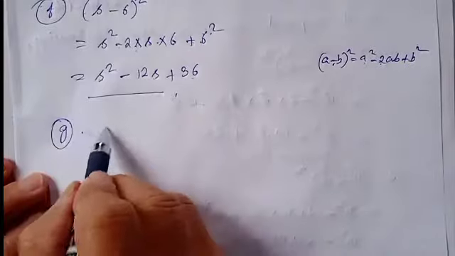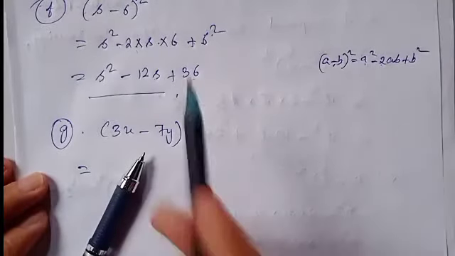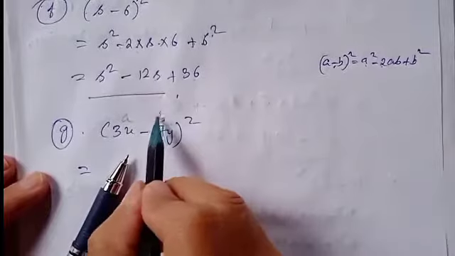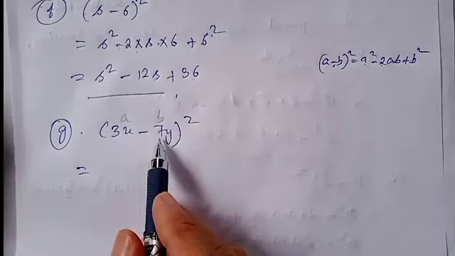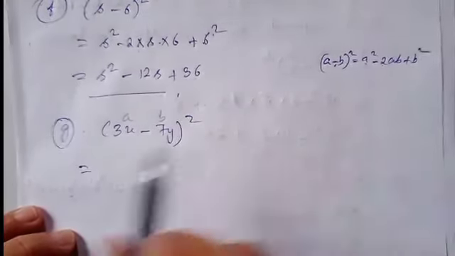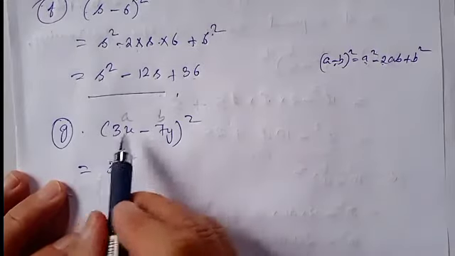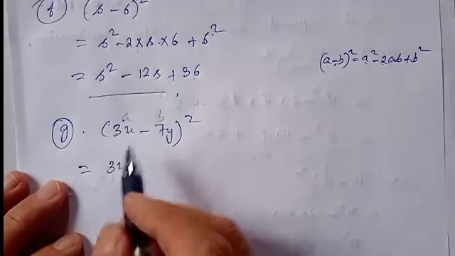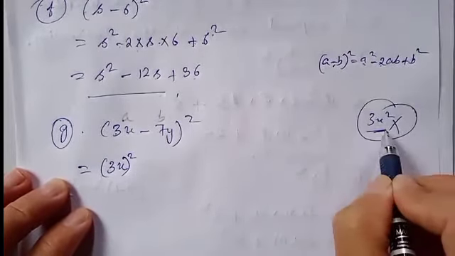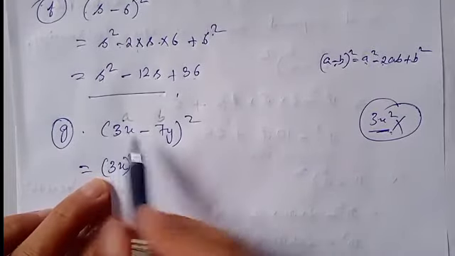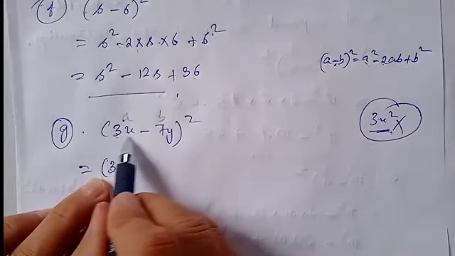Now g, we have (3x − 7y) the whole square. Here 3x is in the first place, 7y is in the second place. Which one is a? 3x. Which one is b? 7y. The first one, a square, so we'll write (3x) the whole square. Don't write 3x square only. Why? Because both 3 and x are in a, so you have to write the whole square. Don't write 3x square only. So a square, we can write (3x) the whole square, because a is 3x.